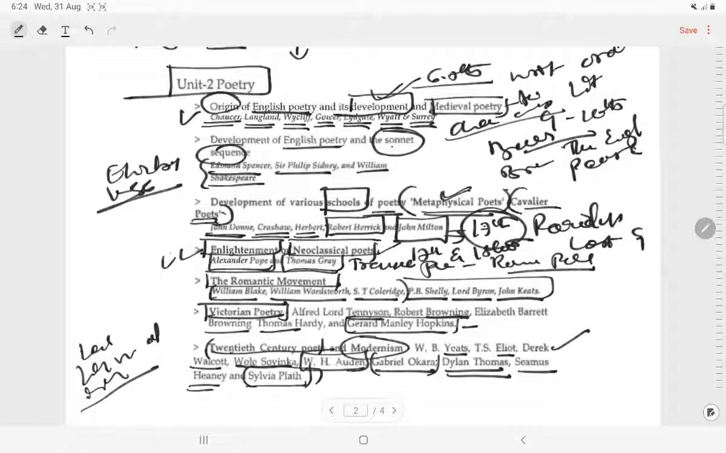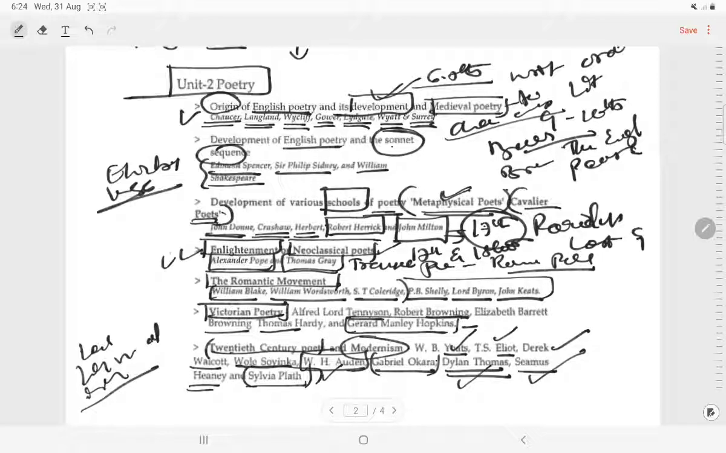Here we find some of the important facts: Dylan Thomas belongs to Wales, Seamus Heaney to Ireland, Auden was an English as well as American poet, T.S. Eliot was born in America and became a poet of England, W.B. Yeats was an Irish poet.